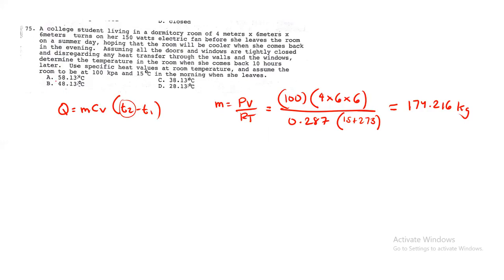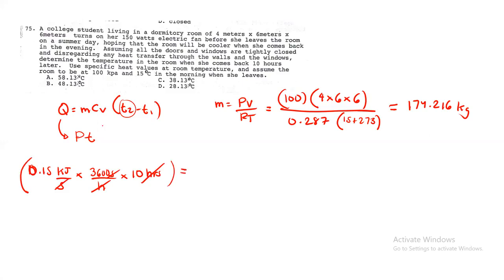Substitute natin dito. So ang Q na given natin dito, so may given tayong Q or yung power. So ang power natin dito is 150 watts. So si Q yung pwede natin makuha gamit yung power times time. So 150 watts or 0.15 kilojoules per second or kilowatts times time na. So ilan ba yung time natin? So 10 hours. So times 3,600 seconds per hour muna. Then times 10 hours. Ma-cancel. So para maging kilojoules na lang yan.